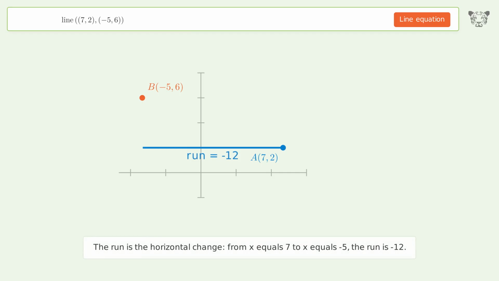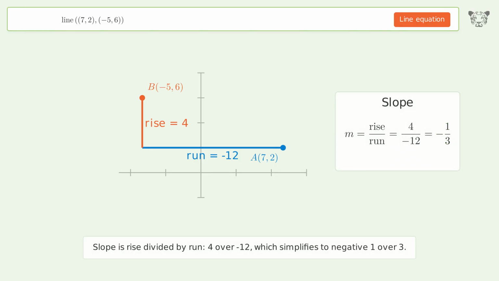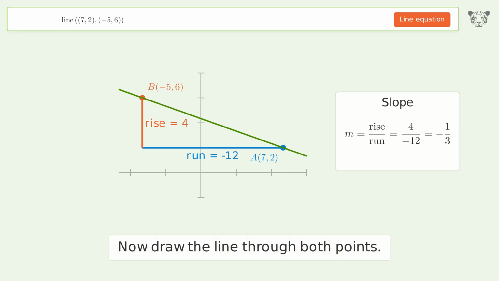The run is the horizontal change, from x equals 7 to x equals -5, the run is -12. The rise is the vertical change, from y equals 2 to y equals 6, the rise is 4. Slope is rise divided by run, 4 over -12, which simplifies to -1/3. Now draw the line through both points.